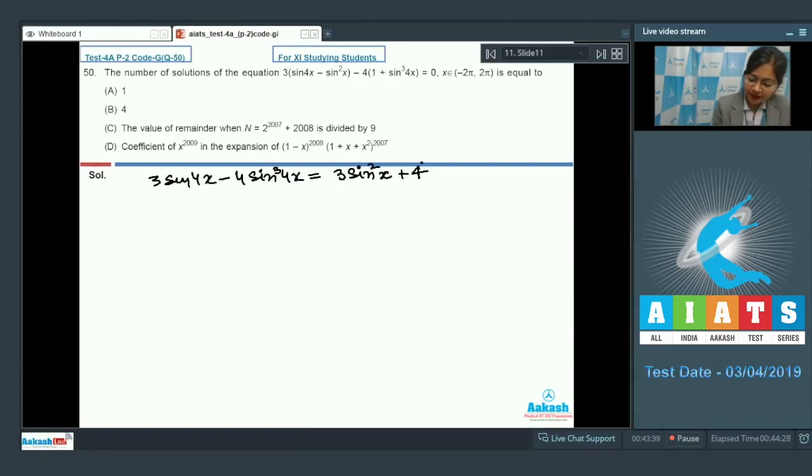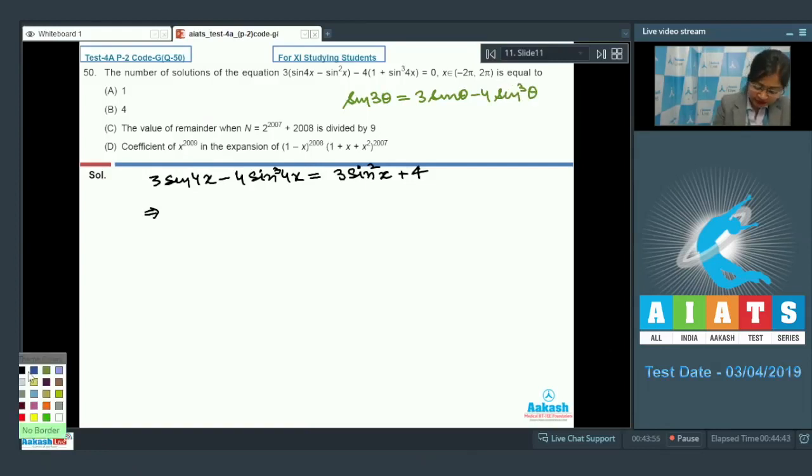Right? Now we know the formula: sine 3 theta is equal to 3 sine theta minus 4 sine cube theta. We know this formula. So applying it here, we will get sine 3 theta, that is 12x, equal to 3 into sine square x plus 4.